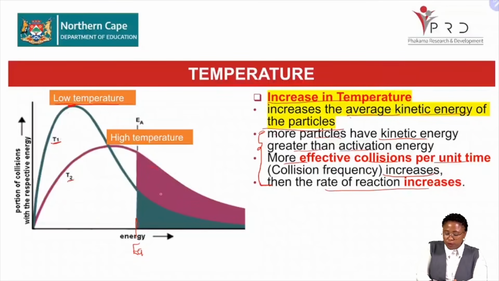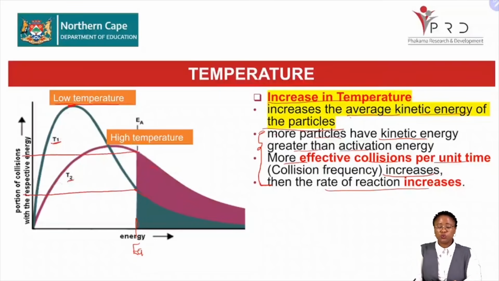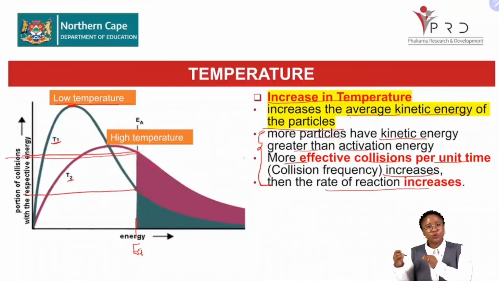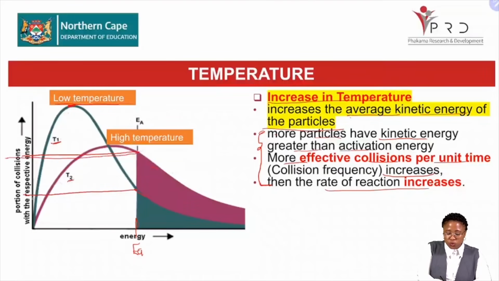Why? Because if we put values, let's look at T1. T1 is the green one over here. Then look at the number of particles for T2. As you can see, T2 has the highest number of particles that have enough energy to do what? To react, as compared to T1. T1 has the minimum. If I put values here, that will be 0.